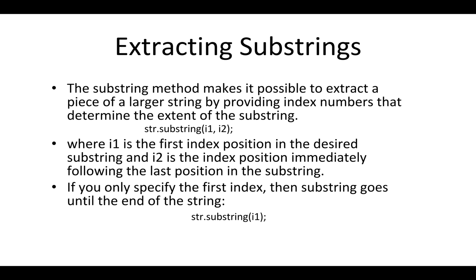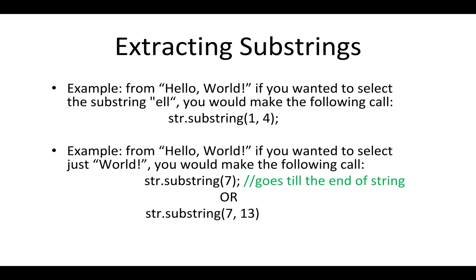So whenever you want to try and extract something from a string, you can do it in two ways. You can provide two indexes, where the first index is the position where you want to start your substring, and the second index is the position right after the last thing that you want in your substring. Or you can just specify a single index, and then what the substring method does is it provides the entire fragment of the string starting from that index until the end of the string. So this will be better conveyed with an example.